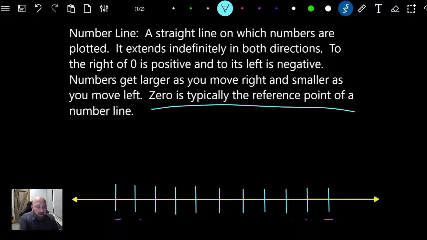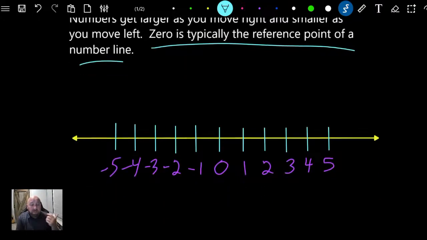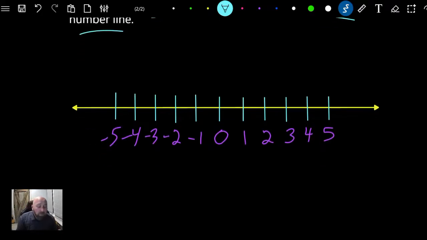0 is typically the reference point of a number line. It's not always, depending on if it's a graph or if it's something dealing with big numbers or really little numbers. Maybe it's a science project that you're trying to write and you're writing your scale or something like that. Then you would use a number line, but maybe 0 would not be your reference point. Most of the time, especially in math, and especially in this class for what we're doing, this 0 right here, that's going to be our reference point on the number line. That way we kind of see how many it's going left or right.